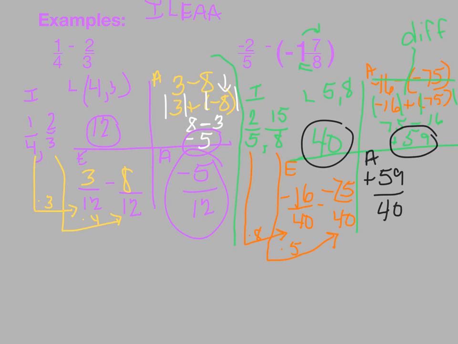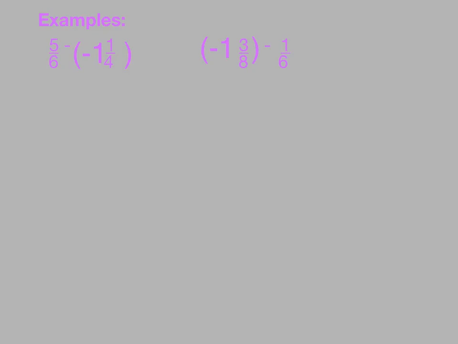However, it does need to be reduced because 40 is much too small to be holding up that big giant 59. So how many times does 40 go into 59? It goes into it once, and I've got 19 left over. So my final answer is, don't forget the positive, positive 1 and 19/40. Almost through all of our examples. Here we are.